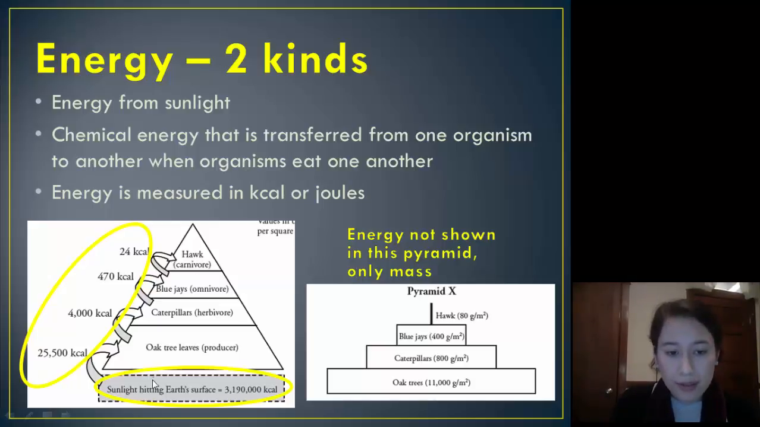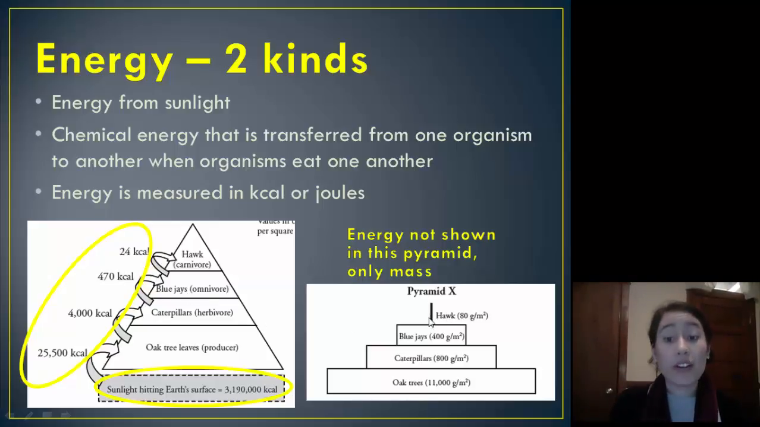So we've got energy from the sun right here, and then here on the side, we've also got these other measurements of energy, and that is going to be chemical energy that's going to be transferred from one organism to another when it gets eaten. So this is not energy that's being created at any point in the pyramid. Energy is being transferred or passed along. So the sunlight hits the earth, it's transferred to the oak leaves. The oak leaves get eaten by the caterpillar and their energy gets transferred. The caterpillars get eaten by the blue jay, their energy gets transferred, etc., etc. And energy is always measured in kilocalories or joules, two measurements of energy that we have in science.